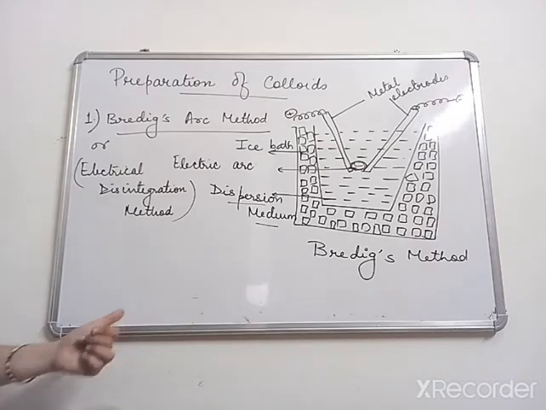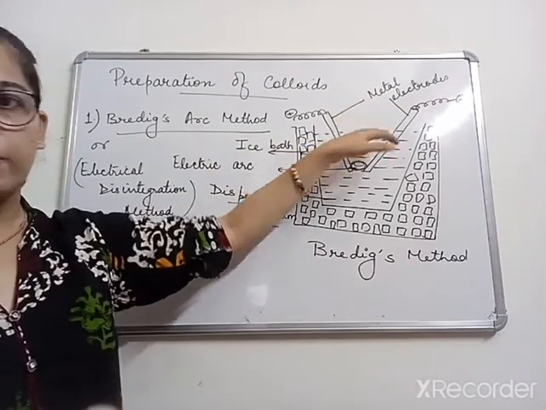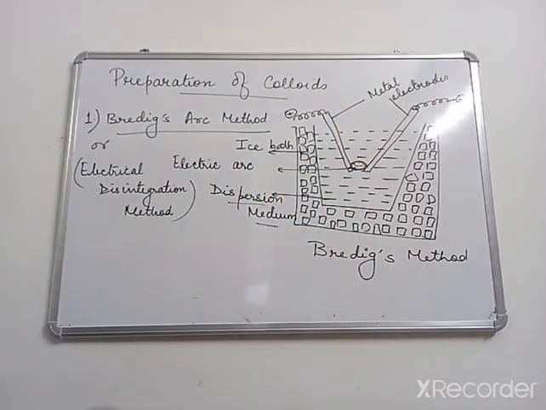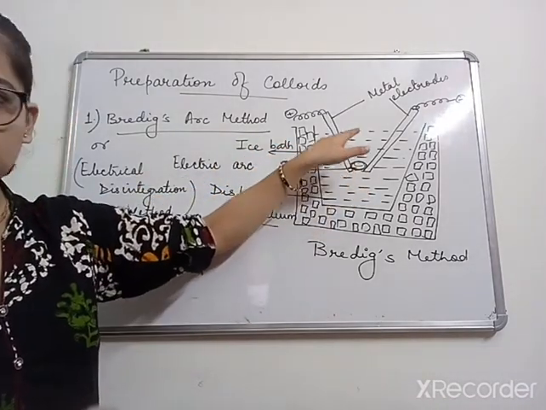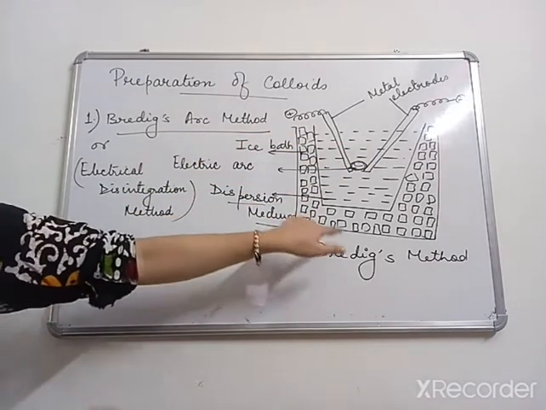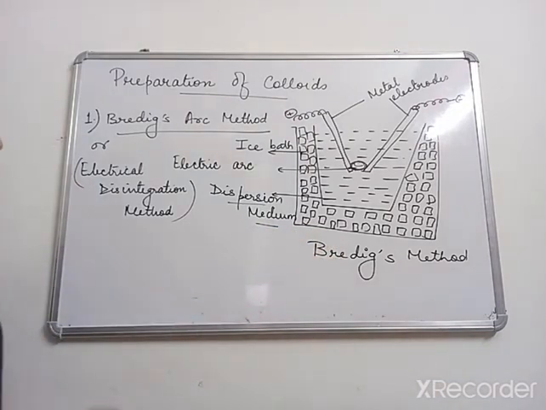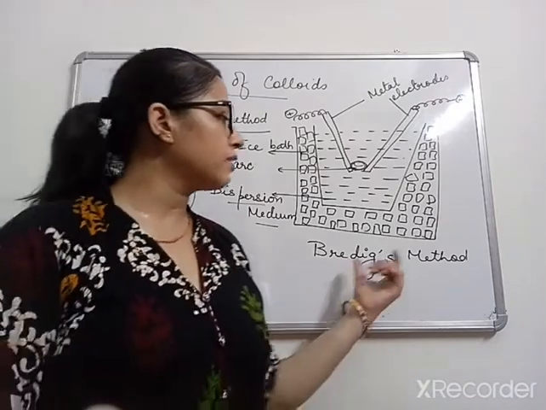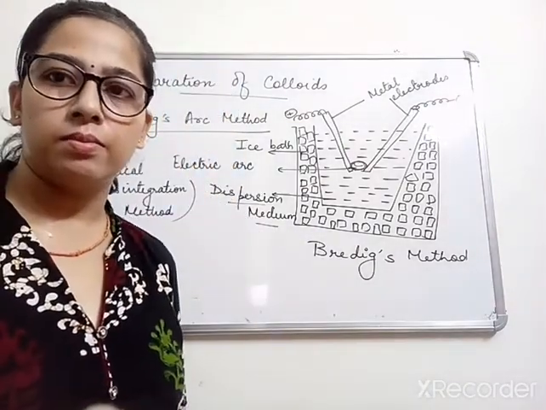So in this we are taking metals like gold; the metal rods can be gold, platinum, silver, etc. And when an electric arc is struck between the metallic rods, metal starts to vaporize due to the heat and then they are condensed immediately due to the ice cold condition, resulting in the formation of particles of colloidal size, and this is called Bredig's arc method. This is the first method to prepare a colloid.